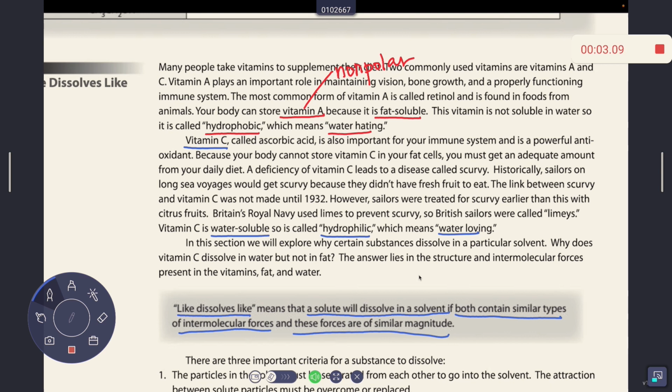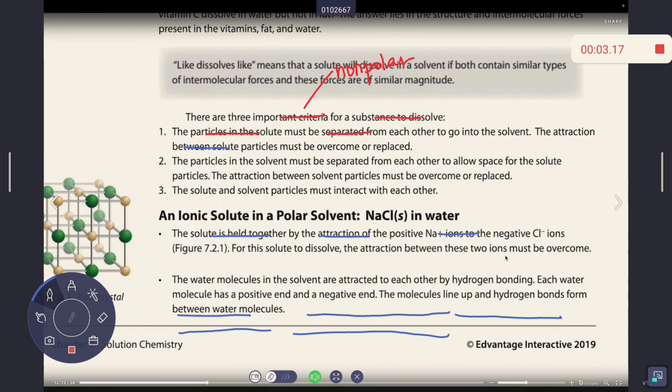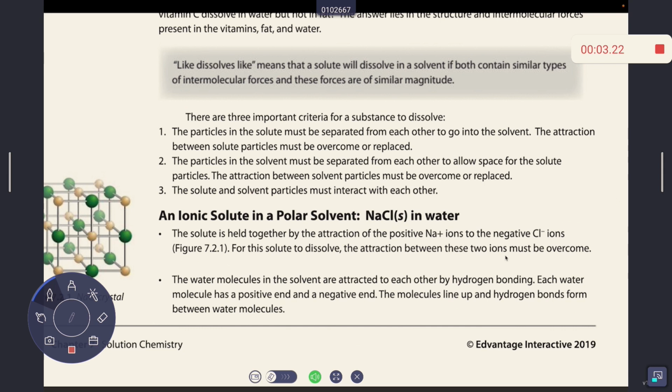Okay, so let's go on and talk about what happens when things dissolve in each other. So there are 3 things that happen. The particles in the solute have to separate from each other to go into the solvent. Okay, so that means you are basically breaking the intermolecular forces between the solute particles, and then you have to replace them. And then the particles in the solvent also have to separate from each other to allow space for that solute to come in between them.